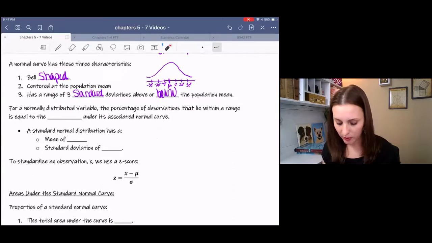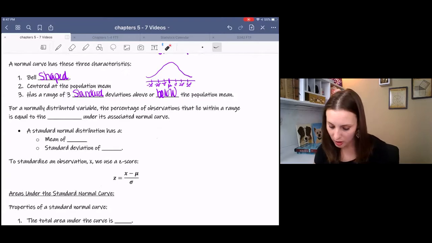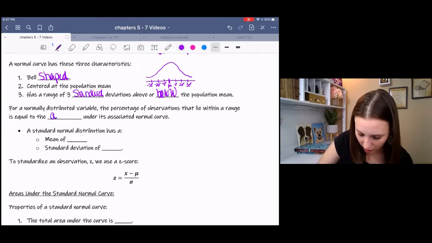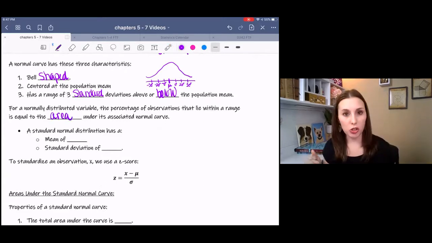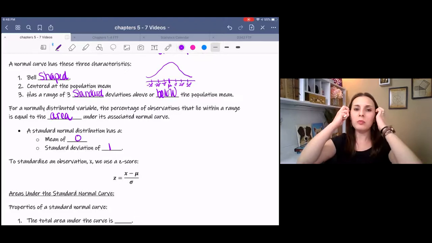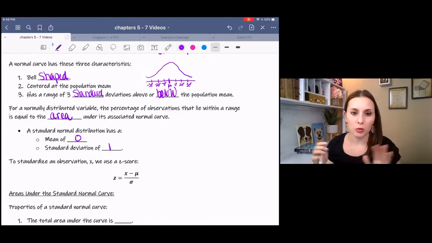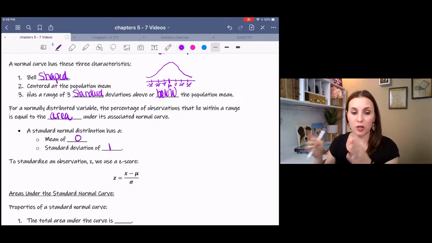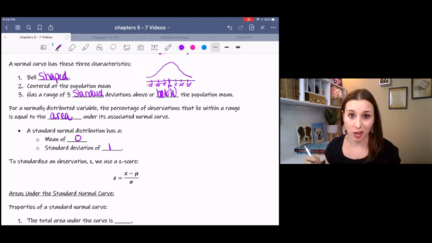For a normally distributed variable, the percentage of observations that lie within a range is equal to the area under its associated normal curve. And a standard normal distribution has a mean of 0 and a standard deviation of 1. So you're going to see this in a second. Just a standardized curve. Whenever you see these in a textbook, you'll have a mean of 0, and then it goes up 1, 2, 3, down 1, 2, 3, and so on. You've probably already actually seen it.